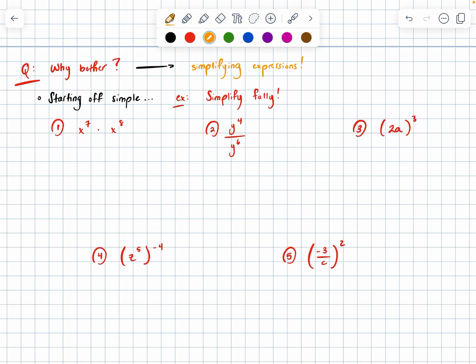Using what you know about the laws of exponents, take these 5 here. I want to see how I can fully simplify, do everything that I can with my exponents for each of these 5. Take 2 minutes, pause the video, use what you know, and see what you get. Go ahead.